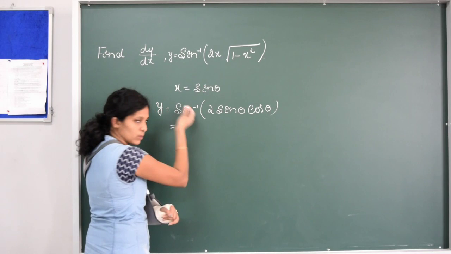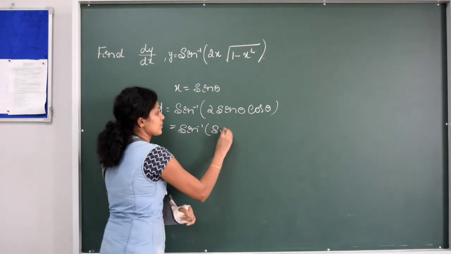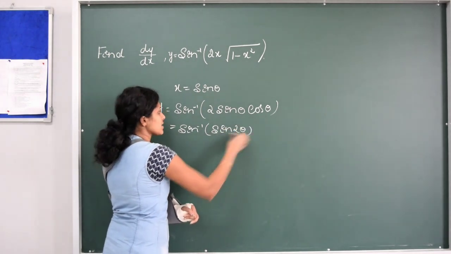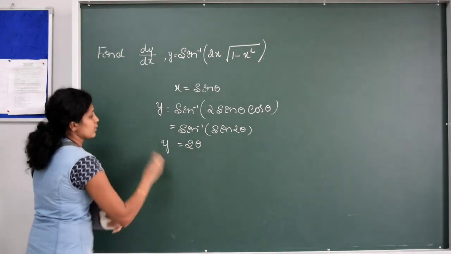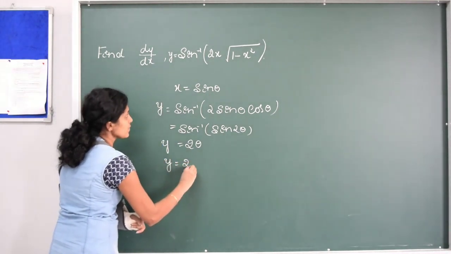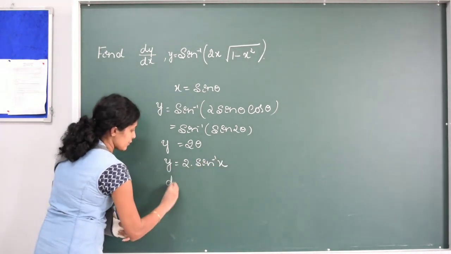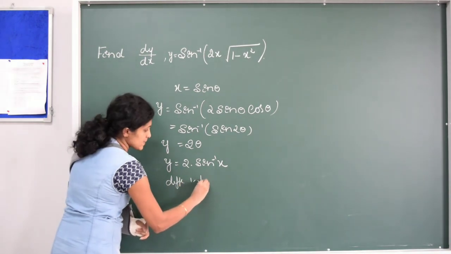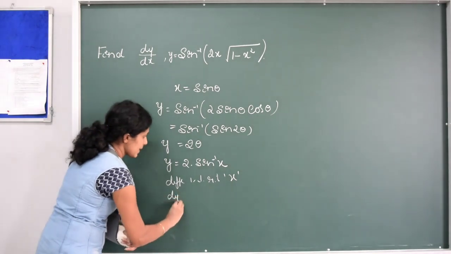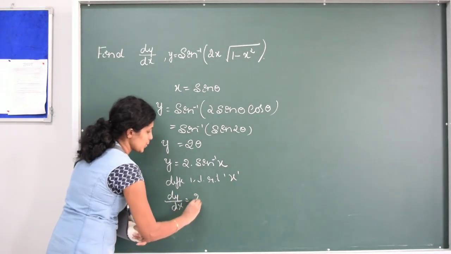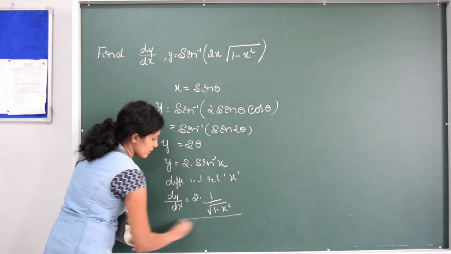We have solved this problem in the inverse also. So this will now be sin inverse of sin 2 theta. Is it clear? Sin 2 theta. So this is equal to 2 theta. y is equal to 2 theta. Now we will substitute the value of theta. So y is equal to 2 into theta, which is sin inverse of x. So we differentiate this function with respect to x. The derivative of y with respect to x, dy by dx, is equal to 2 into 1 by root of 1 minus x square. So this is the derivative of the given function.